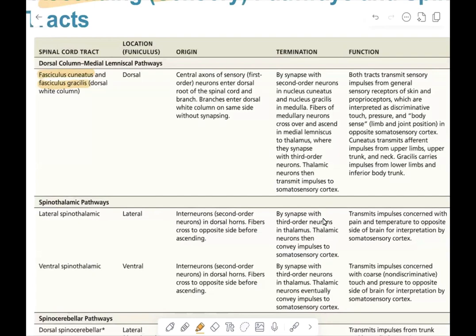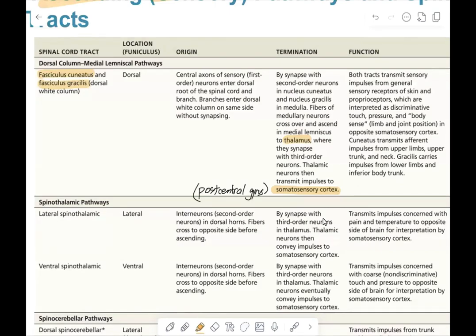So the origin of those begins at a muscle above the belt or below the belt. Really, the origin and the termination are not too important. They end up going to the thalamus and then to the somatosensory cortex. And remember, the somatosensory cortex is in the postcentral gyrus.